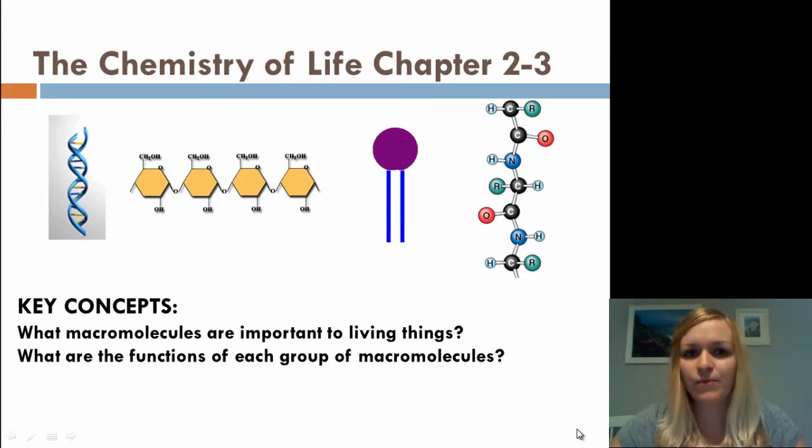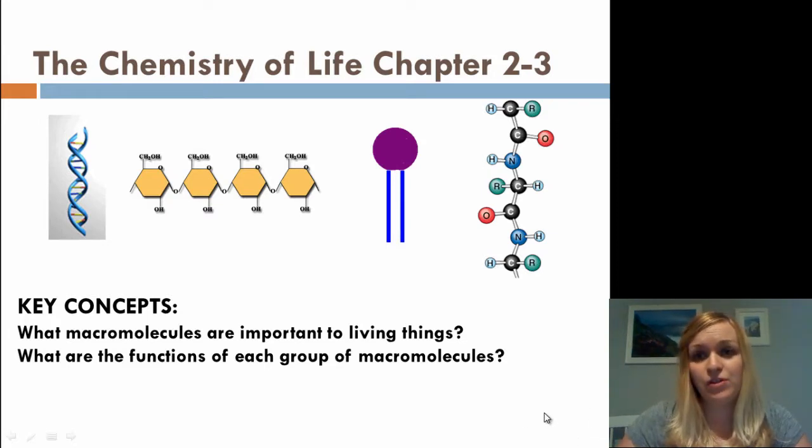We are going to start talking today a little more about macromolecules. Now in class on Wednesday, I gave you guys the definition of a macromolecule, which is just a very, very large molecule. Today, I want to talk to you more about the different macromolecules that living things require, the functions of each of those, and also a little bit about where we get those different macromolecules that we need to live.